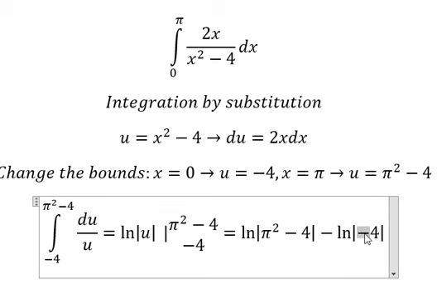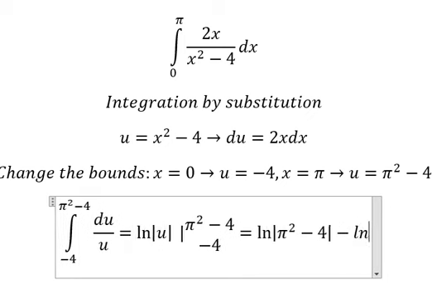This one, we have negative 4 inside the absolute value. We can write it as ln 4.